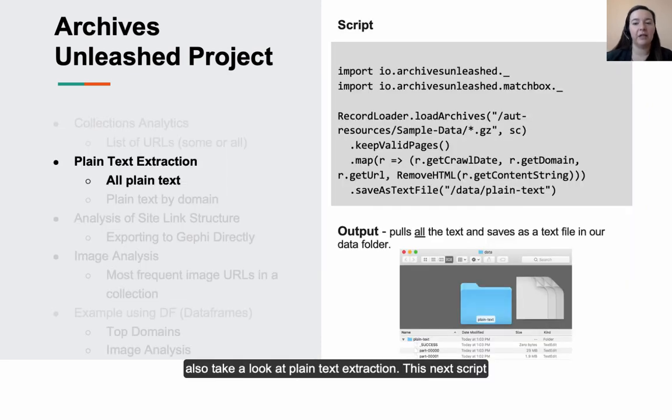We can also take a look at plain text extraction. This next script is going to pull in all of the plain text from our WARC collection, and it's going to save it as a text file to the data directory that we created earlier. It's really, really important that you have the pathway correct, just so that the toolkit knows where to save the file.